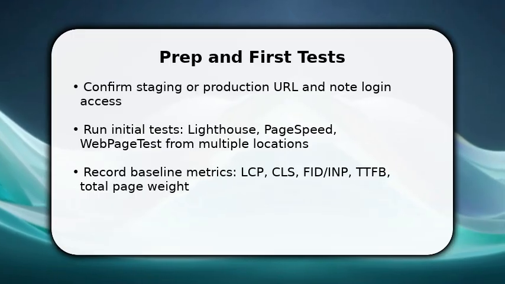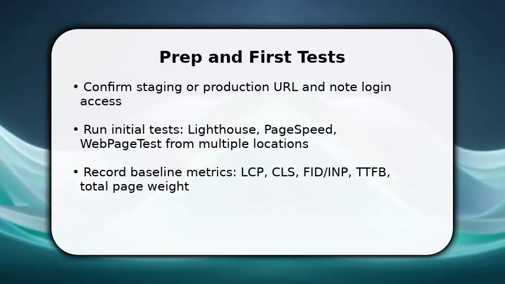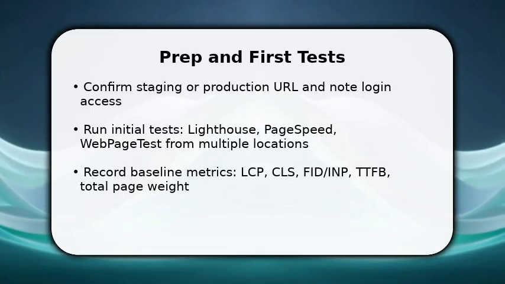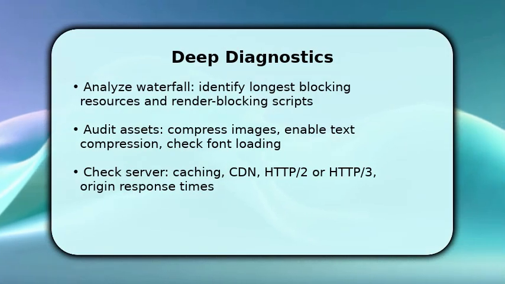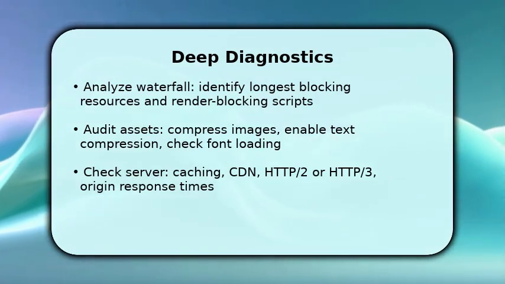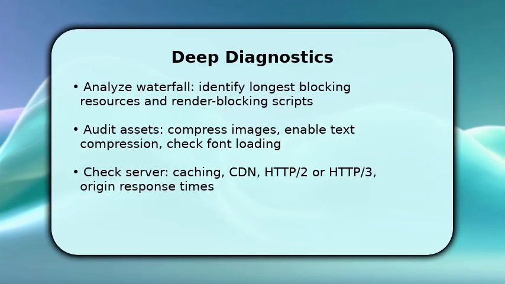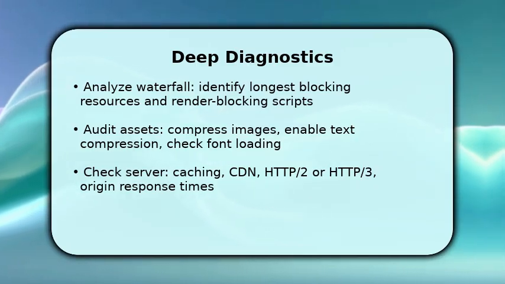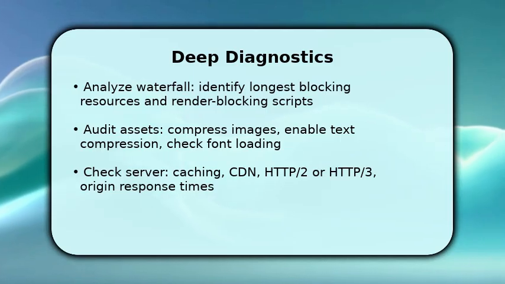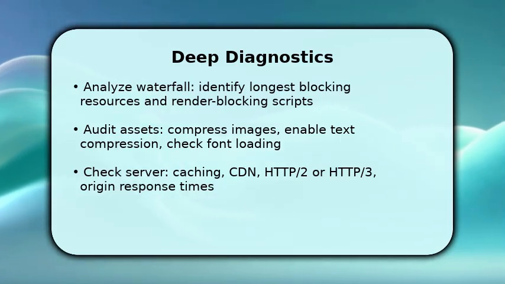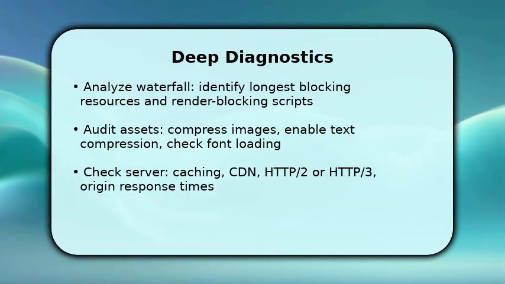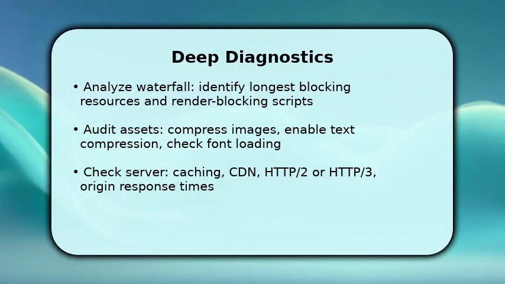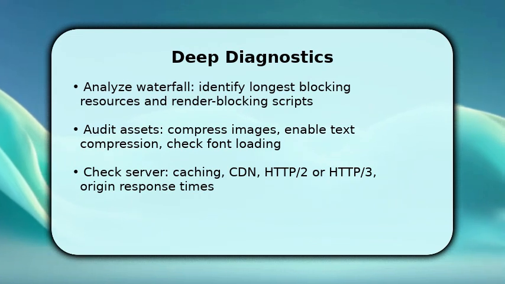You now dig into the waterfall and trace the longest blocking resources, identify synchronous scripts and slow third-party calls that delay render. Then analyze assets, compress and serve responsive images, enable gzip or Brotli, defer non-critical CSS, and optimize font loading to reduce layout shifts. At the same time, test server behavior, confirm caching headers, evaluate CDN coverage, and compare HTTP/2 versus HTTP/3 benefits for your requests.